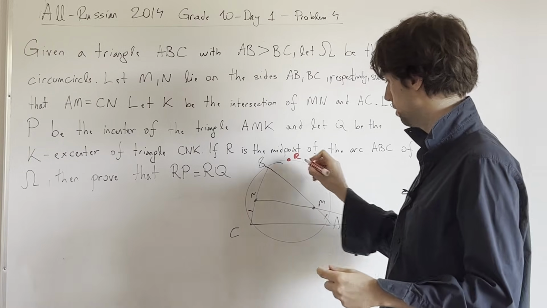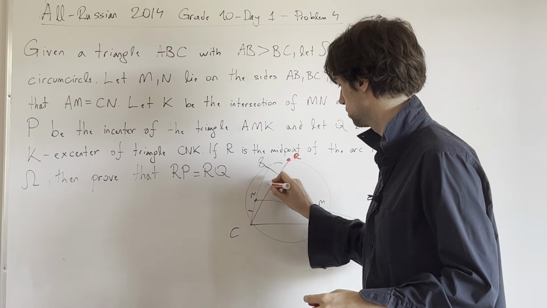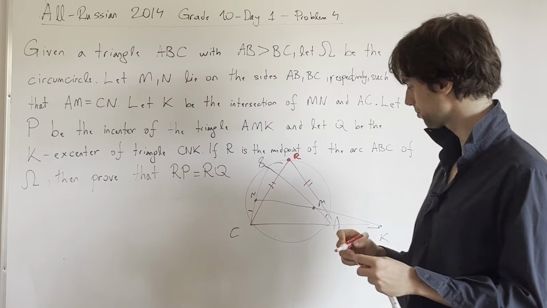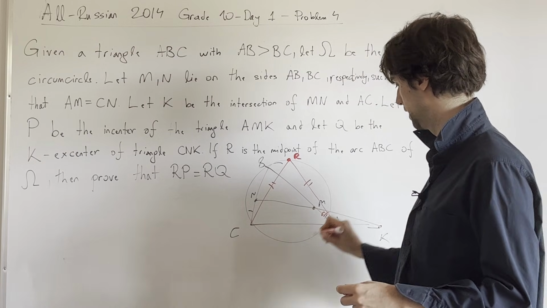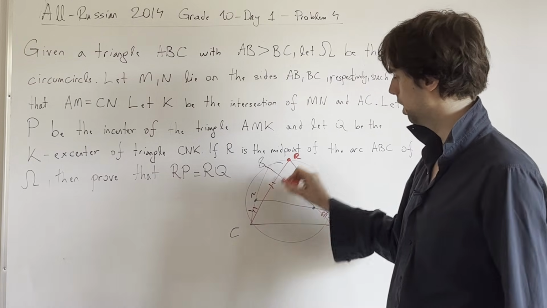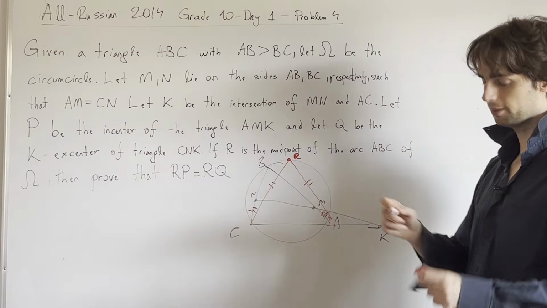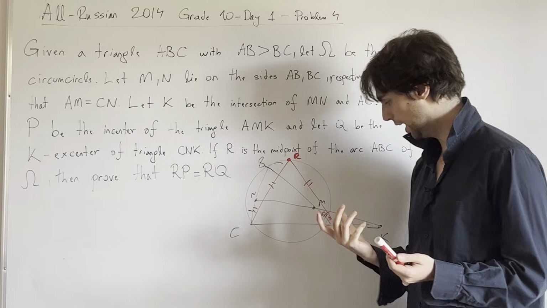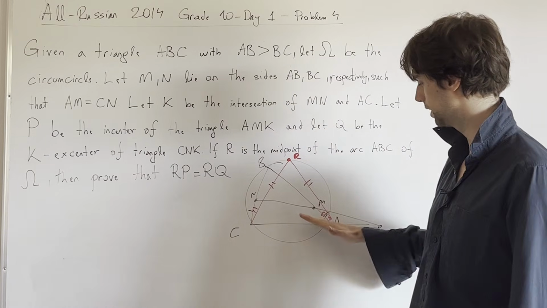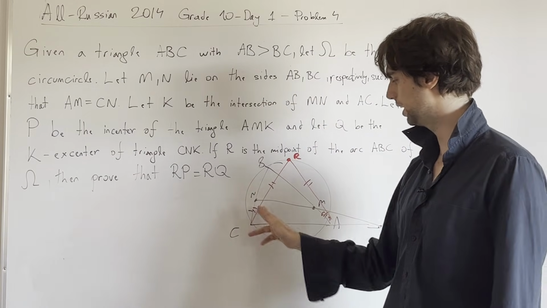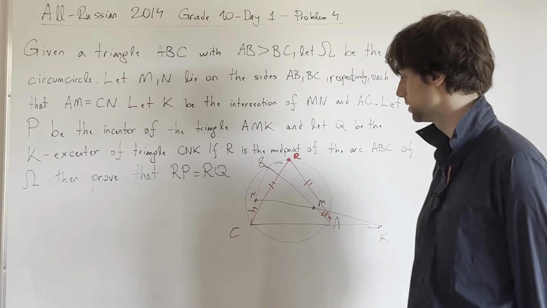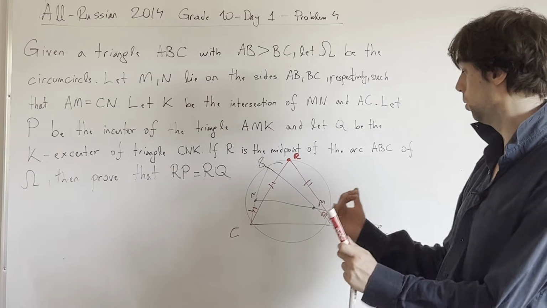For R, it's the midpoint of the arc, so RC is equal to RA. And this angle over here is equal to this one: RCB is RAB. Now my question is, did you notice anything? It's a side-angle-side similarity, actually a congruence, that we have here.